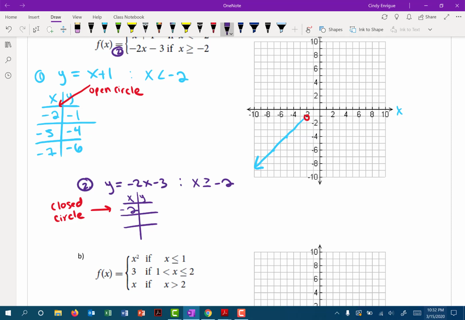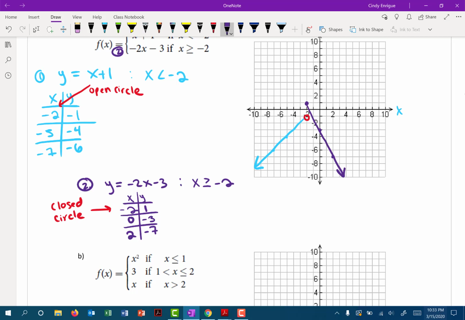So some values that are bigger than that, maybe like 0 and maybe positive 2. When I plug those values into my calculator, negative 2 times negative 2 minus 3, I'm going to get a positive 1. If I plug 0 into this equation, negative 2 times 0 is 0, minus 3, I get negative 3. Now, if I plug a 2 in, negative 2 times 2 minus 3 gives me negative 7. So those are my values. So now I have negative 2, positive 1, and it's a closed, filled in circle. I also have 0, negative 3, and I have 2, negative 7, which is there.